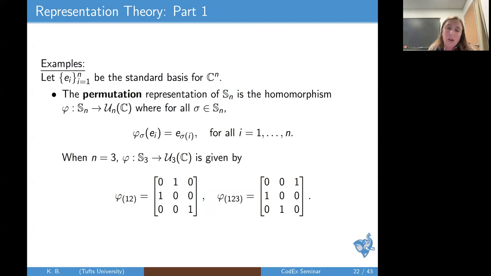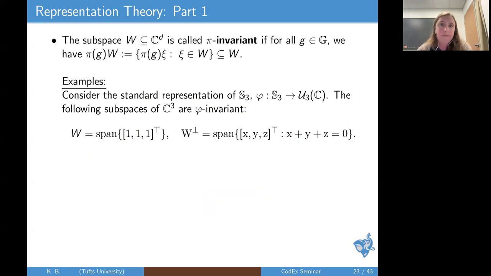So for example, if we're looking at S_3, then our permutation representation is completely determined by the representation at generators of the group, (1 2) and (1 2 3). And you can see how phi of (1 2) is just the permutation matrix, the 3 by 3 matrix corresponding with the permutation (1 2), and similar with the permutation (1 2 3). Okay.